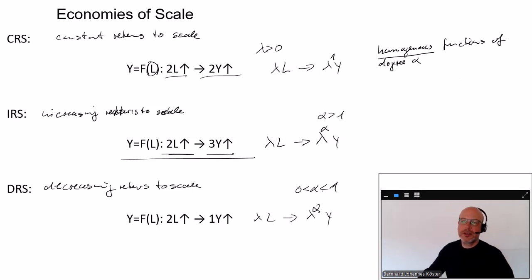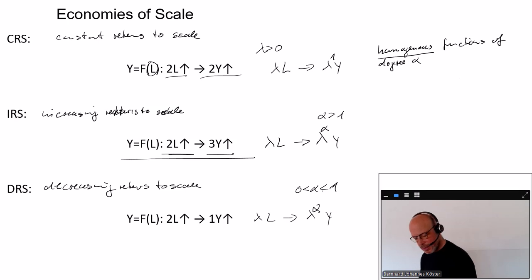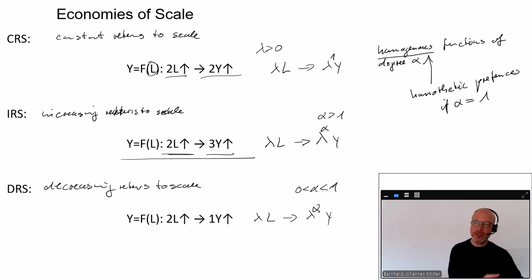Have you talked about homogeneous functions, especially in mathematics and microeconomics? There, you should have heard about this. Okay, great. And also then you remember this homothetic, if alpha equals 1. So a homogeneous utility function of degree alpha is also called a homothetic.